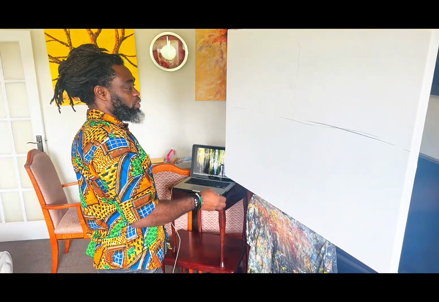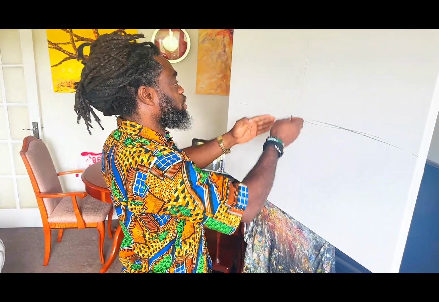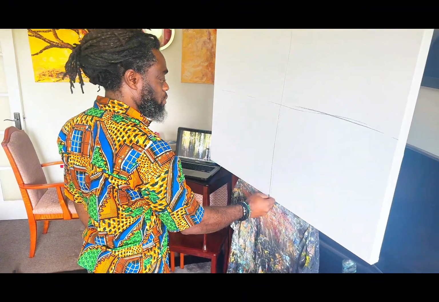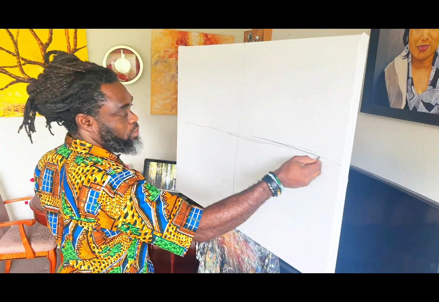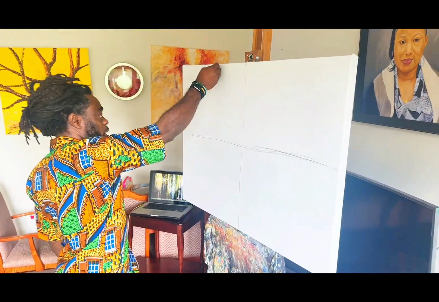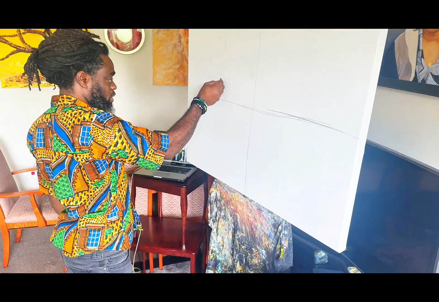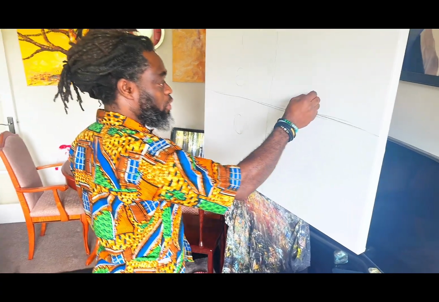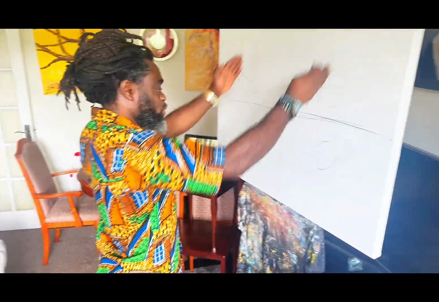You understand? The focal point is not supposed to be in the center of the painting. So by the time I get the center like this, the focal point can be somewhere here, or here. It has to be one of these places.